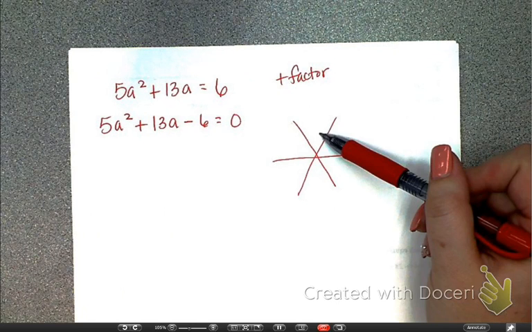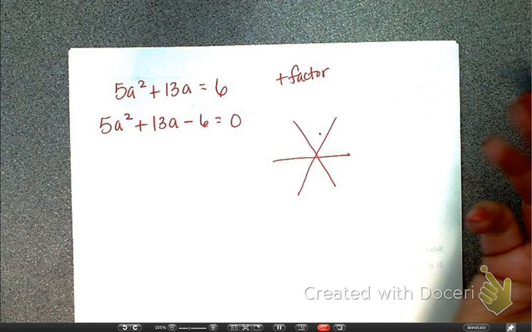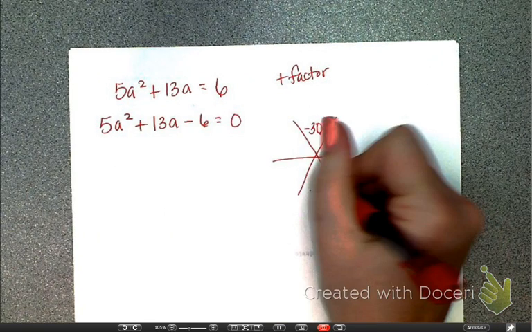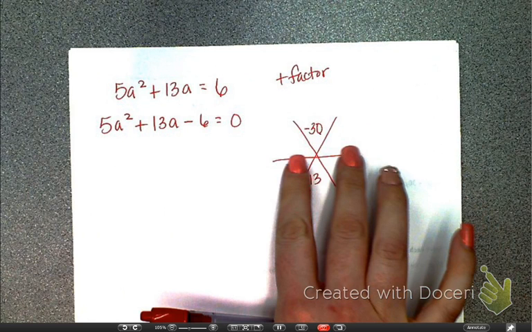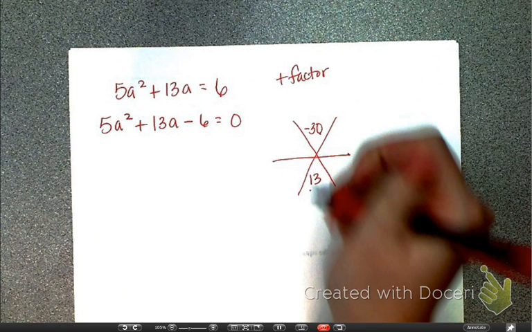5 times negative 6, so negative 30. And on bottom? 13. What goes here? 5A and 5A. So now we're looking for two numbers that multiply to negative 30 and add to 13.